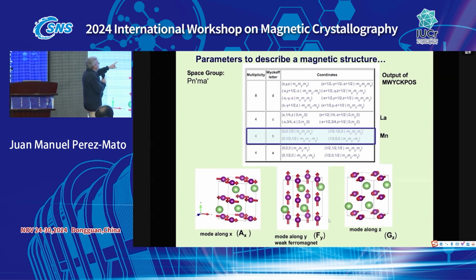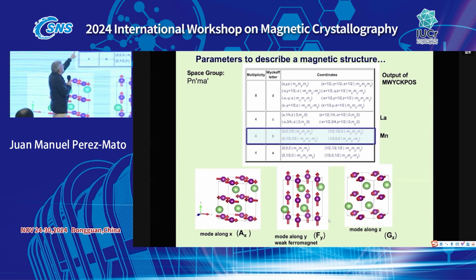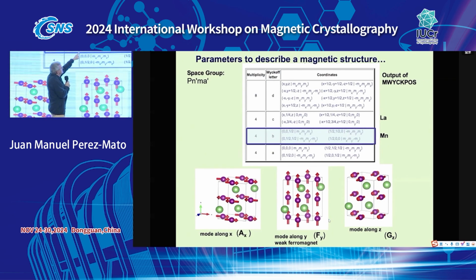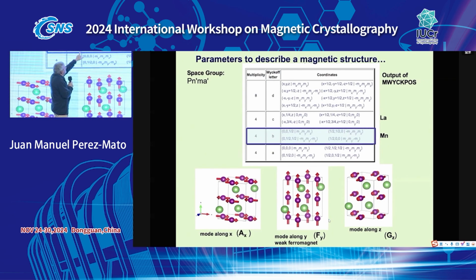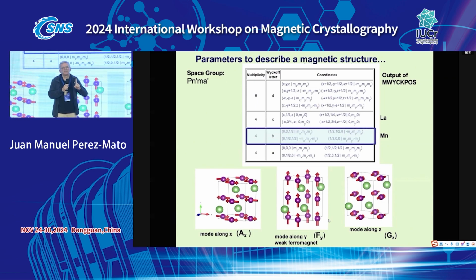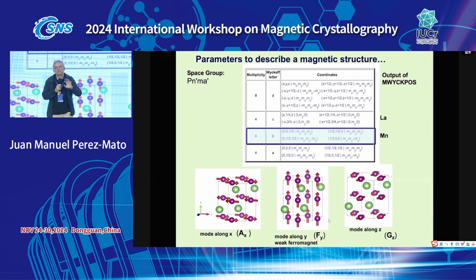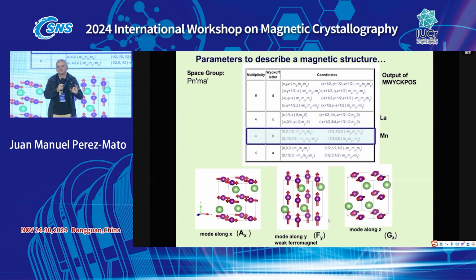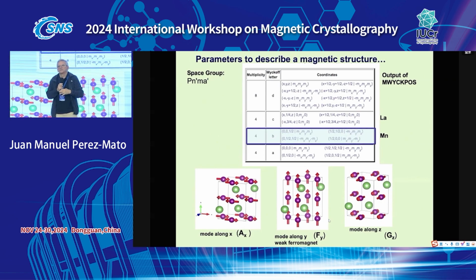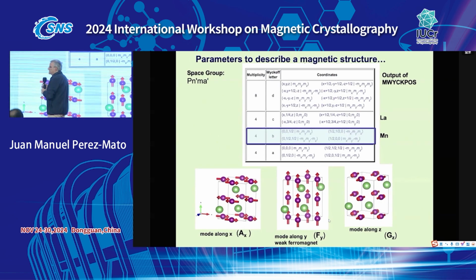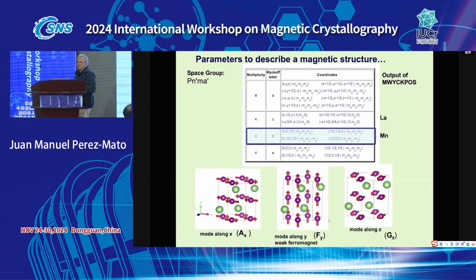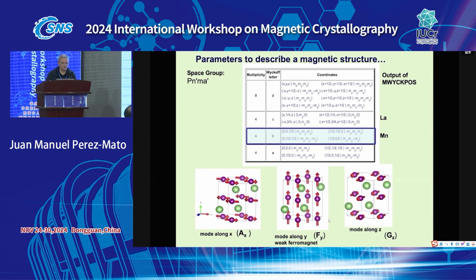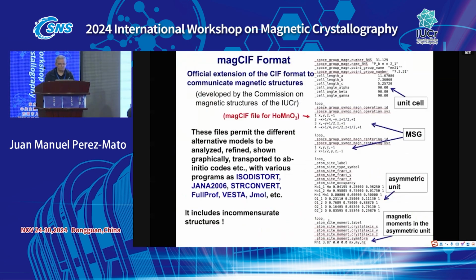But look, imagine that lanthanum were magnetic. You see that if lanthanum had a magnetic moment, then it would be forced by symmetry that the magnetic moment could only be along Y, and it would be forced to be zero along X and along Z. And this is part of the symmetry constraints of the magnetic space group, in the same way that in ordinary space groups you have it for coordinates.